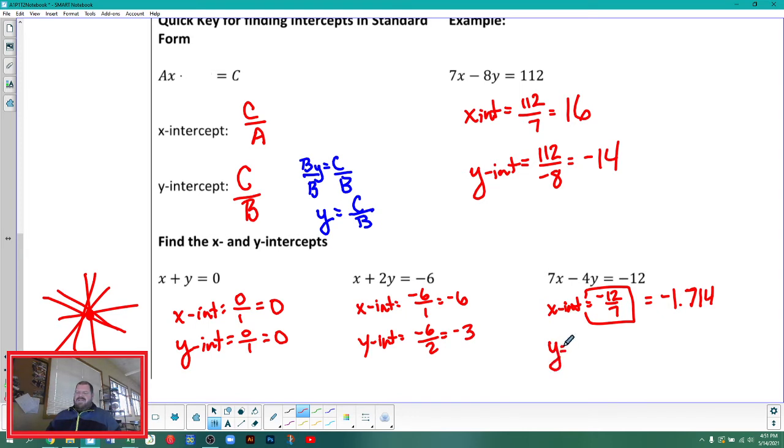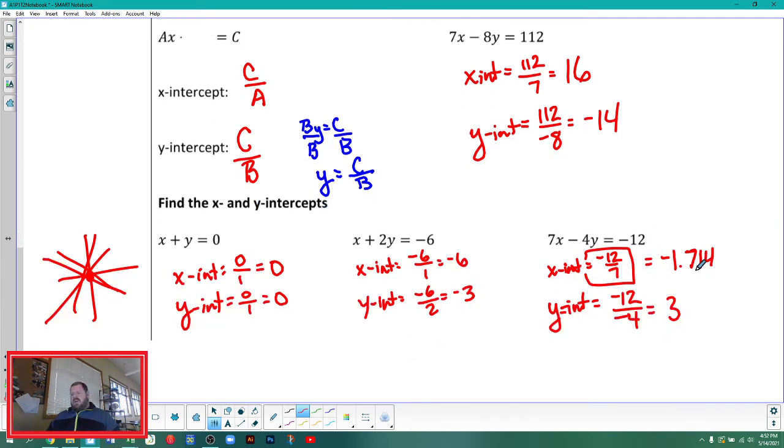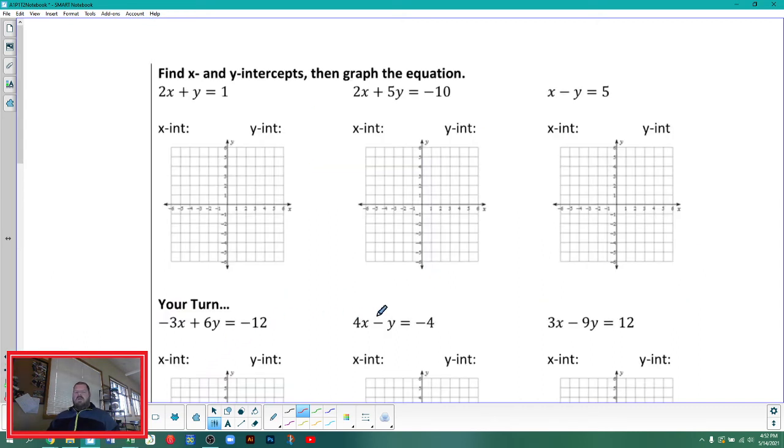The y-intercept is going to be negative 12 over negative 4. That one works out. That gives us 3. Sometimes they work out, sometimes they don't. This does work out. I could graph this, but I would be guessing a little bit. All right, on these ones, I want to find the x and y intercepts and then graph the equation.